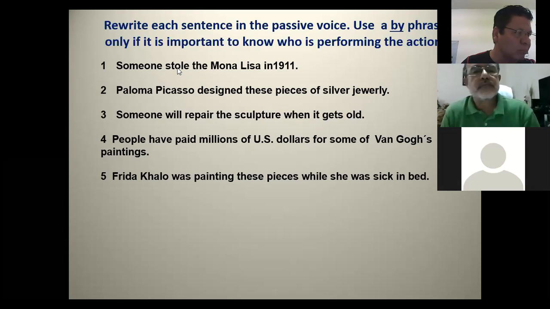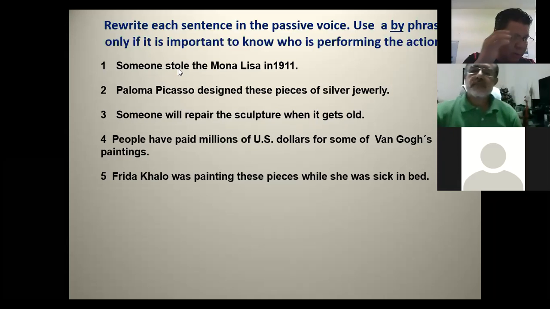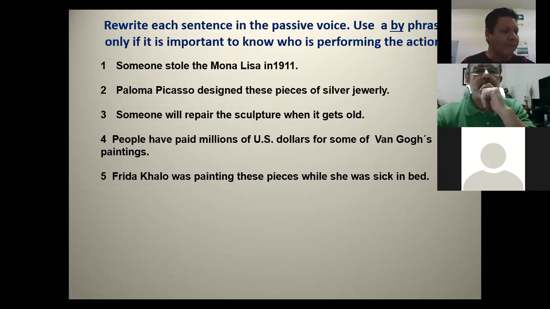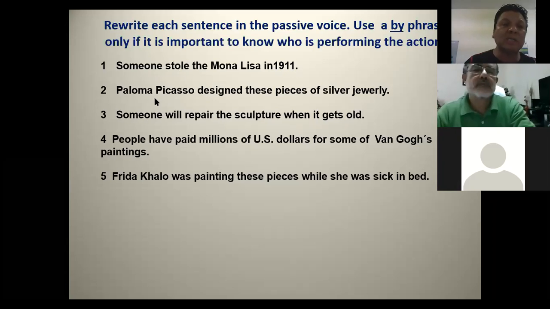¿Cómo será dice que lo hagamos? Ay, está bien. Someone stole the Mona Lisa in 1911. The Mona Lisa was stolen in 1911. The Mona Lisa was stolen in 1911. Okay, very good. What about the number 2?